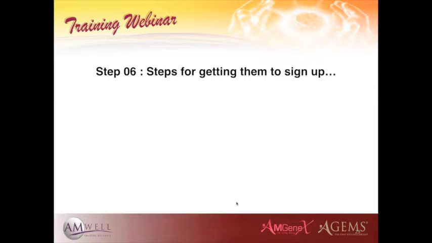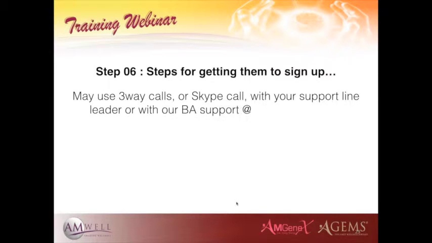So how do you get them to sign up after that? Very simple. You can use a three-way call or a Skype call with your support line leader, that means your upline leader, or with our BA support at +1 949 381 5599. Give them a call, go on a three-way, and let our BA support facilitate the sign up.